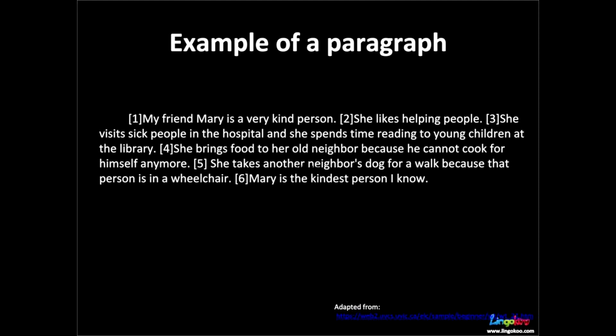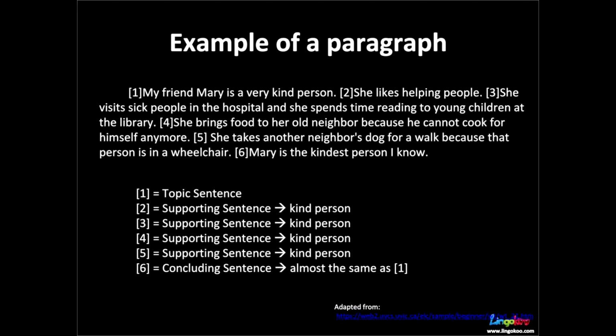Here is our example paragraph again, but this time I put some numbers in front of each sentence. So what I want you to do is think about which number is the topic sentence, which numbers are the supporting sentences, and which number is the concluding sentence. Now let's look at the answers.